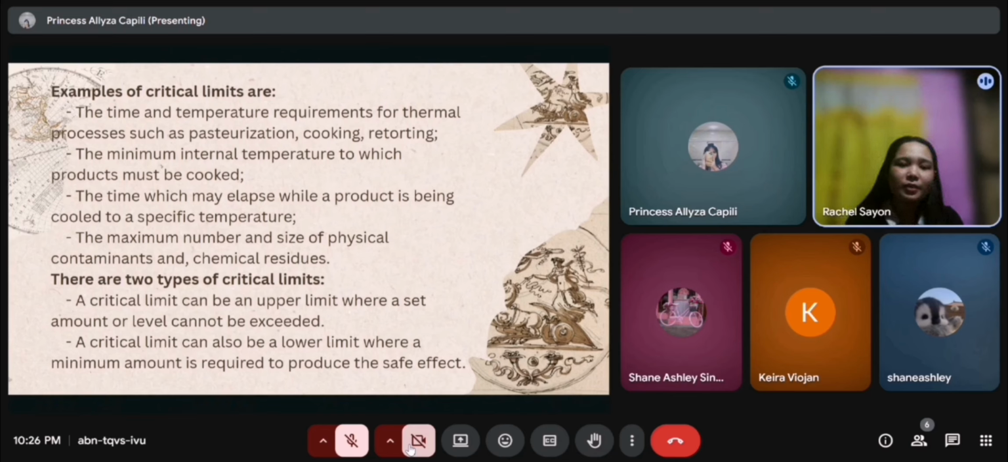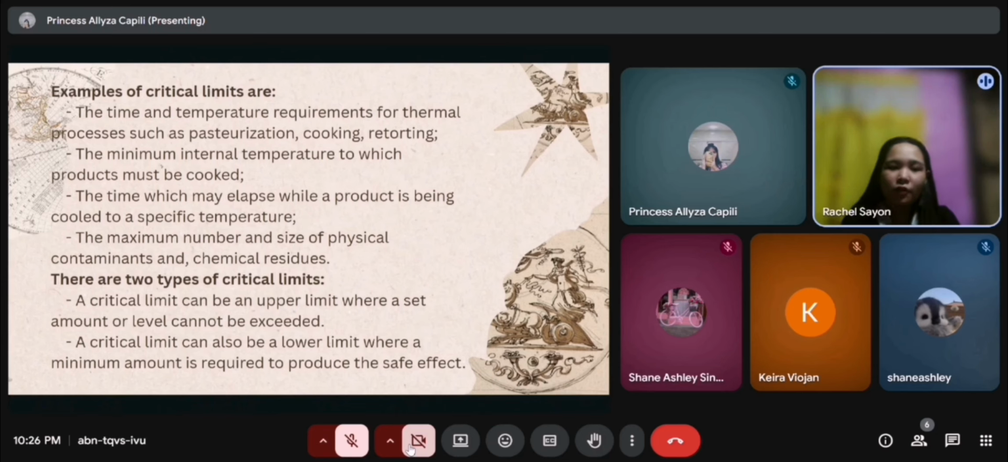There are two types of critical limit: the upper critical limit and the lower critical limit. The upper critical limit is a value that must not be exceeded, for example, maximum chemical residue allowed or maximum storage temperature. The second is the lower critical limit, a value that must be reached or exceeded, for example, minimum cooling temperature or minimum heating time.